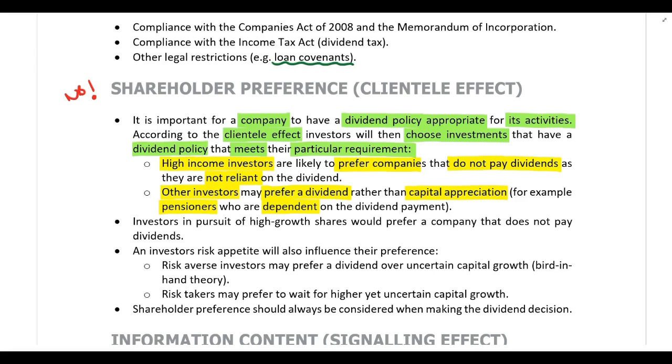Some investors don't need dividends on an annual basis. They prefer capital growth in the share price. Other investors are dependent on that dividend, so they will then invest in companies that pay dividends on a regular basis. It's important to note that investors who are in pursuit of high growth shares will obviously prefer a company that does not pay any dividends. They rather want the money to be reinvested so that one day when they sell their shares, they will benefit from the capital gain made on the sale of their shares because they are interested in high growth shares.